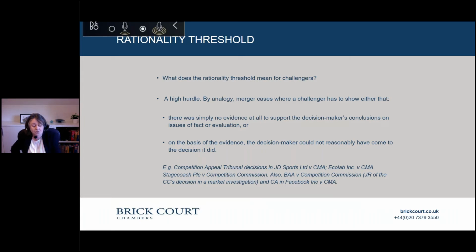A further point: the court or tribunal will also not try to second guess evaluations of, here, the TRA on the question of what investigations it's necessary to make. Again, the standard to be applied is the rationality test. And in the BAA case, referring to the market investigation, the judge said that the court would not intervene merely because it considers that further inquiries would have been desirable or sensible.